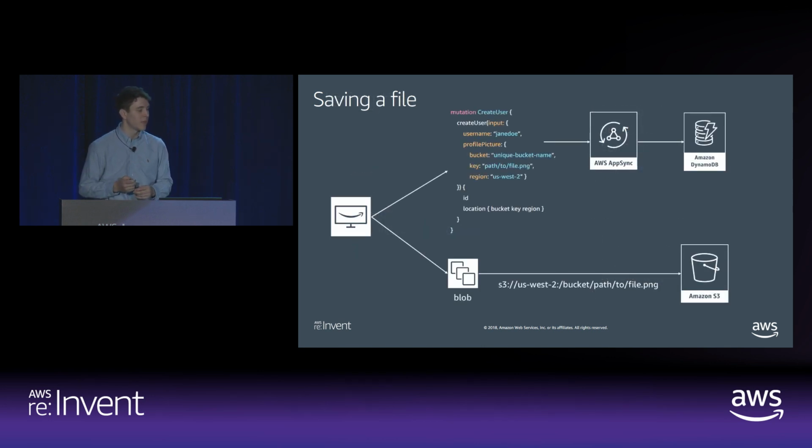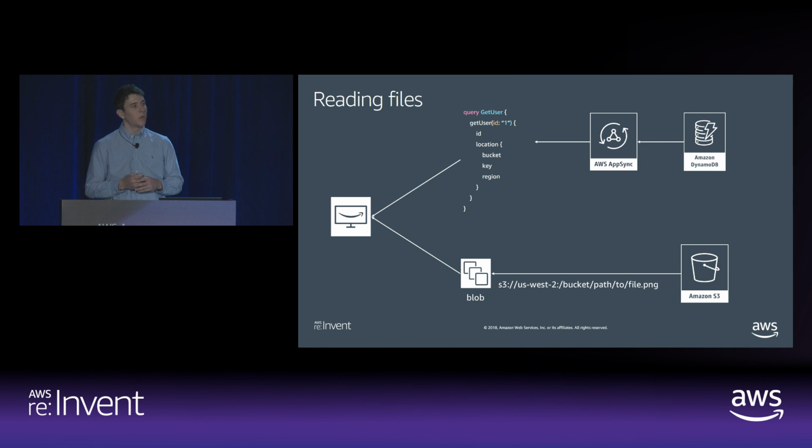And here's how that works. So you can see we have a client. We're calling our create user mutation. We have that single input field, which has a username, and in this case, a profile picture, where we're giving it a bucket, a key, and a region. What's missing here is on the client, you actually pass a local URI as well. And then the client is going to push the data through AppSync, which goes into DynamoDB. And then, meanwhile, it's going to push the blob directly to S3 using your IAM credentials.